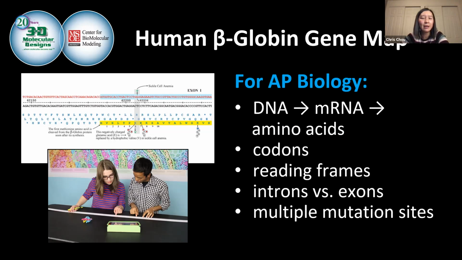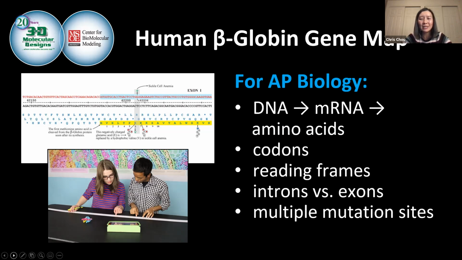I have my students take a look at the sequence of the beta globin gene. The fun thing about this map is, besides that one spot I mentioned where there's a variant, there are other locations along the same gene that can have other mutations, which lead to versions of sickle cell anemia that are more severe or less severe depending on the location of those mutations. Students can also take a look at ideas such as introns versus exons, reading frames for the ribosomes, codons, and where those mutation sites are located. That's in the teacher version of that strip.